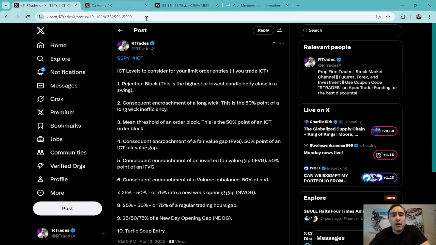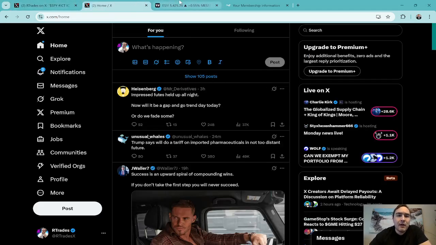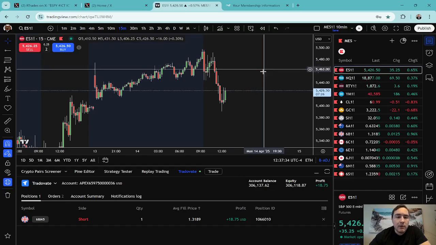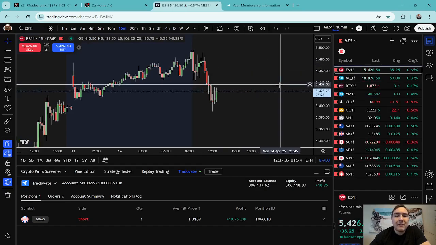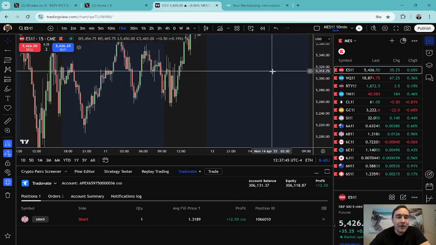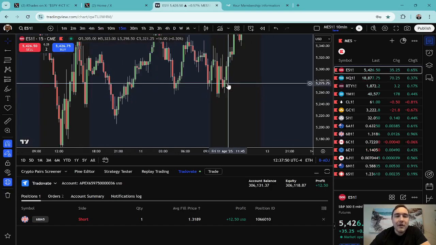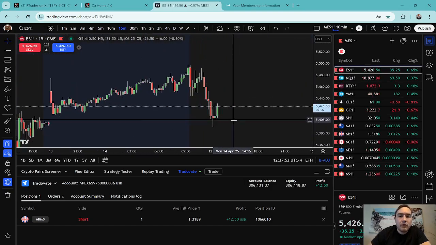Okay, so we've talked about rejection blocks now, and we've talked about the consequent encroachment of a long wick. We have also talked about, up until this point, how you can get inverted long wick levels using that magic 50% point. The next pattern, or ICT PD array, which is premium discount array, that I want to talk about is the order block. Now, ICT will tell you that no one except ICT gets his order blocks correct. I'm pretty sure I have it down, but in any event, just know that ICT doesn't think anybody understands his order blocks.